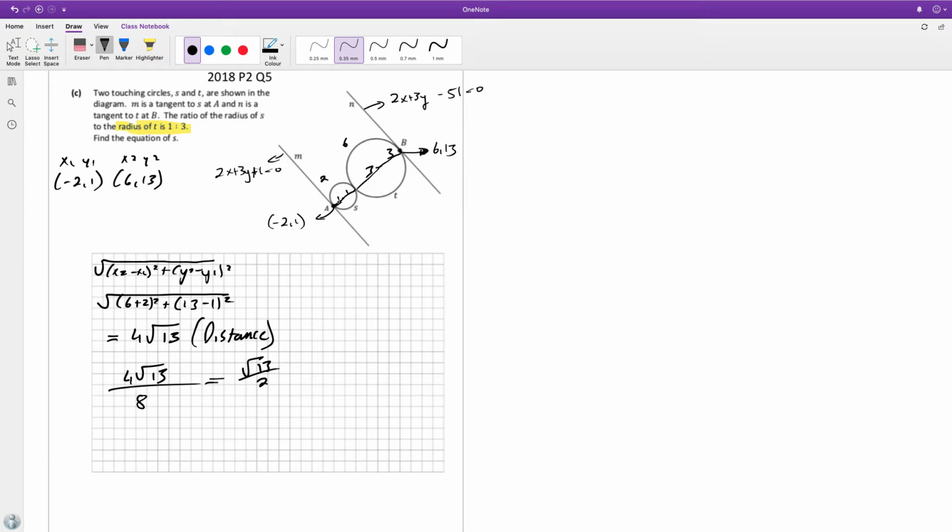And that means the radius of the small circle is root 13 over 2. Does that make sense? Because we're working with the total distance of the diameter, even though we're looking for the radius. Is that okay? Right, next little bit.